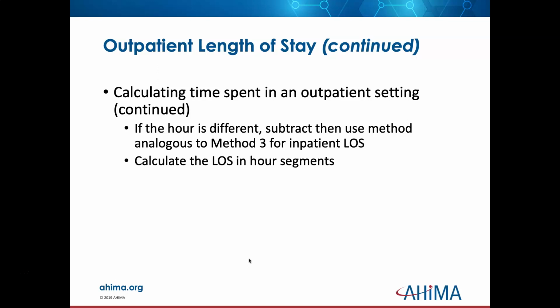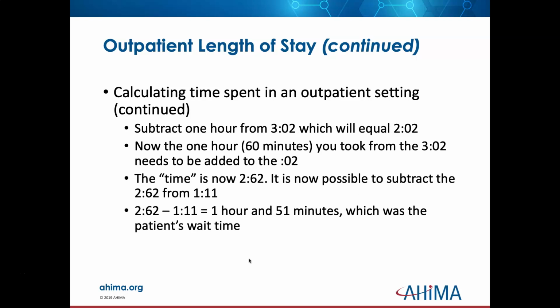If the hour is different, then you subtract using a similar method to number 3 for inpatient length of stay, and you do it in hour segments. So the example they're giving here is that you subtract 1 hour from 3:02, which will equal 2:02. Now the 1 hour, 60 minutes you took from that needs to be added to the 02. Time is now 2:62. You can subtract that from the 1:11, and then you get 1 hour and 51 minutes, which is the patient's wait time.